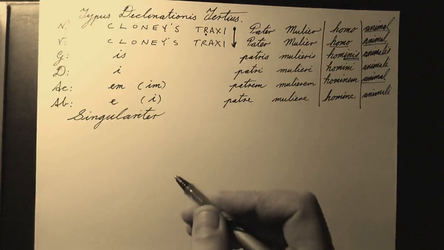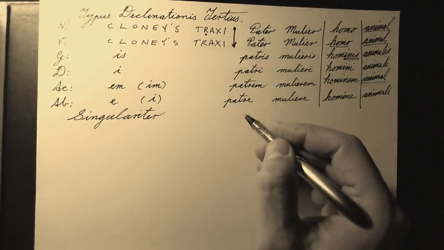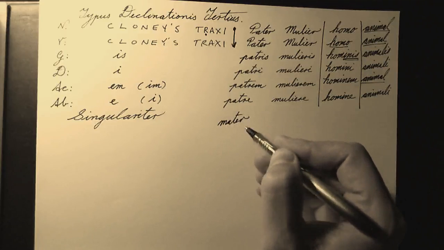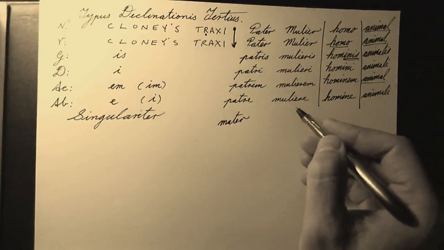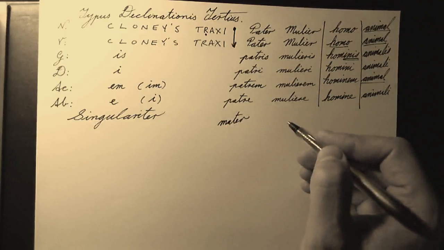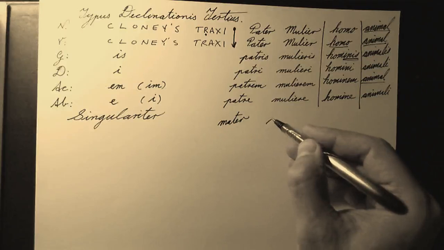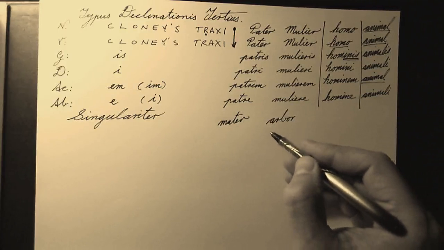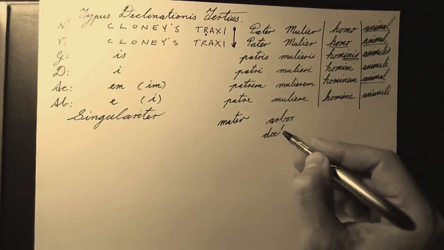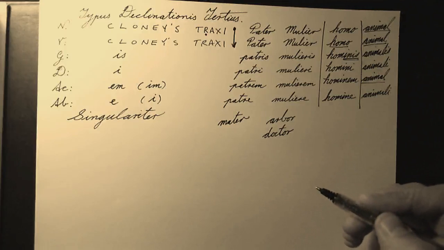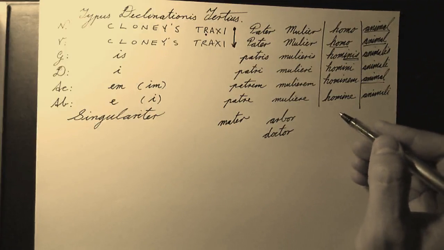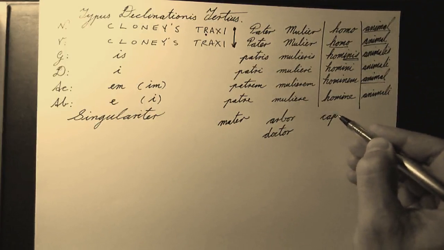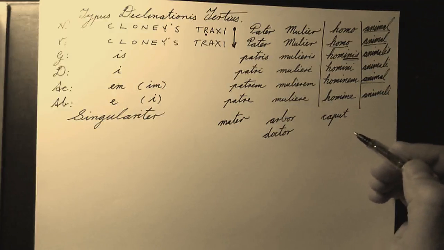And so you can decline words like pater, you can decline mater. And we have mulier here, arbor, a tree, doctor, no need to explain what that means. Then we have homo, caput, meaning a head, canis.